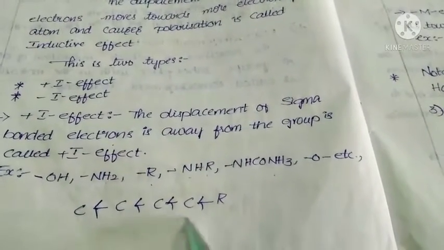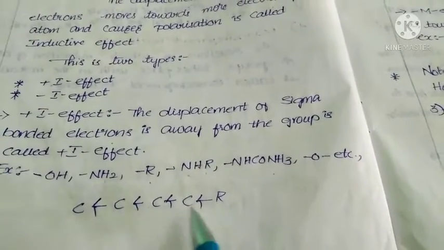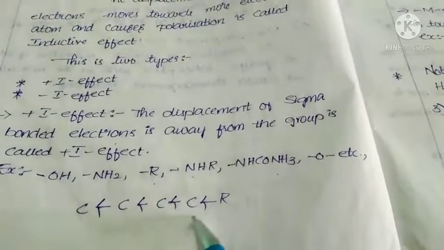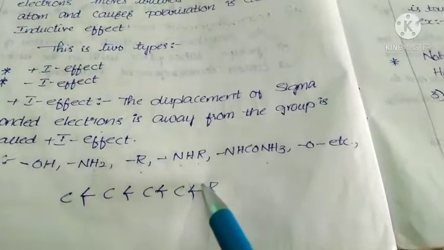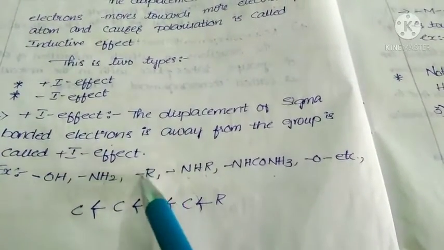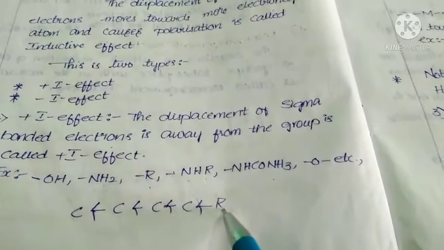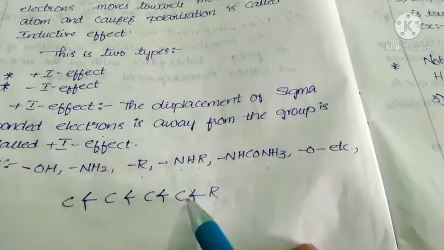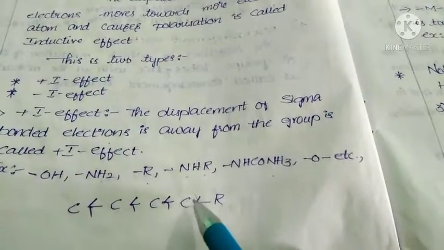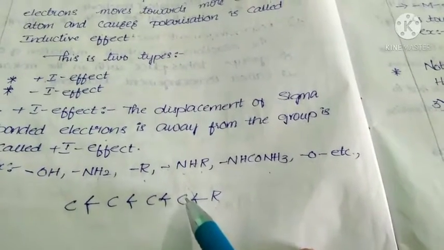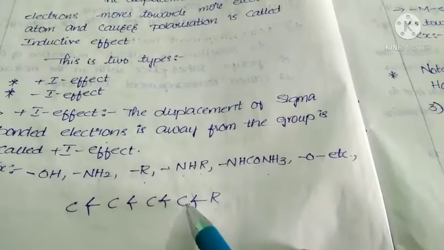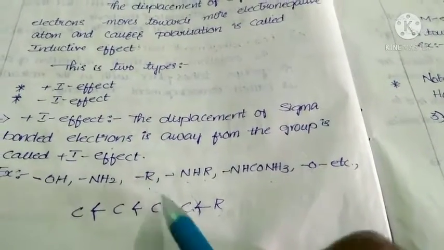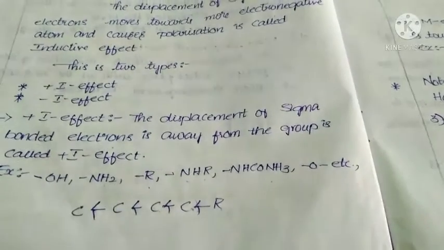Suppose the given organic compound is like this. I didn't mention hydrogens here, I just mentioned only the carbons. To this organic compound, if an alkyl group is attached, what is the role of the alkyl group? It donates electrons to the given organic compound. First it donates electrons to this carbon, then the electron density on this carbon is more, so those electrons are transferred to another carbon, then this carbon donates those electrons to the next carbon, and so on.